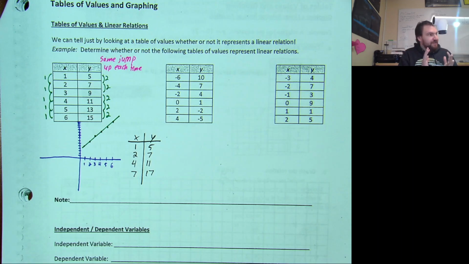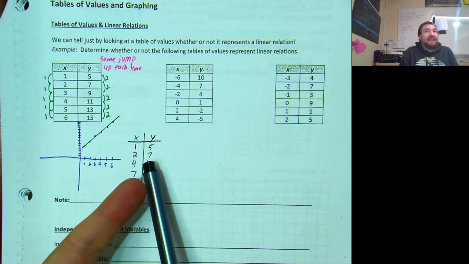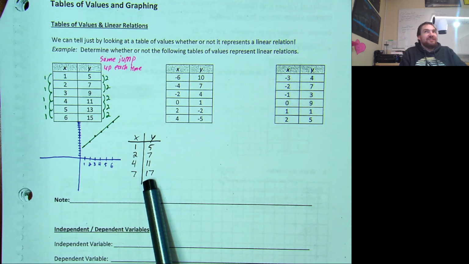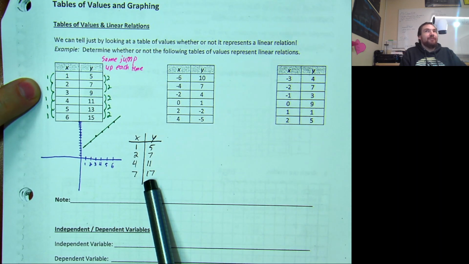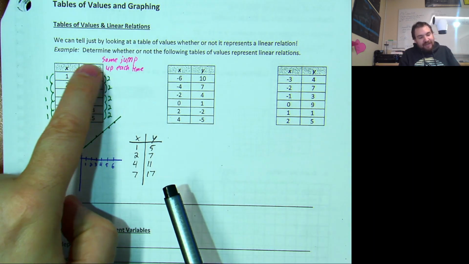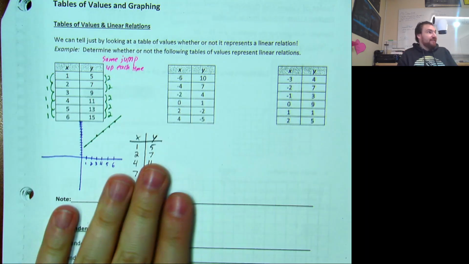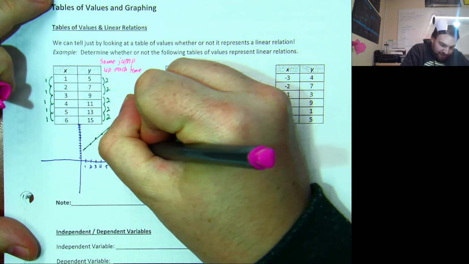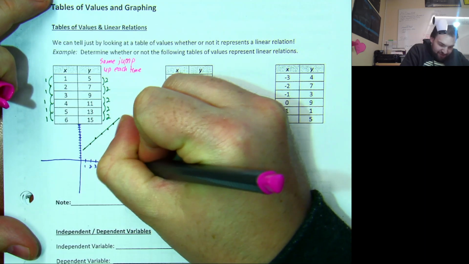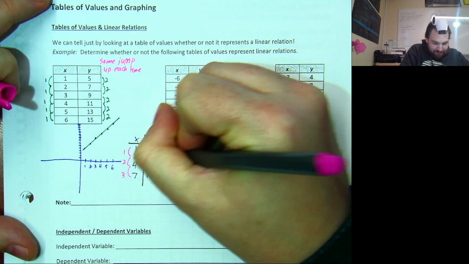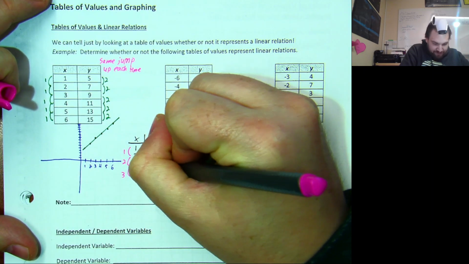Where did I pull those points from? This table right here is the same as this table here. I just omitted a couple rows and then added a row at the bottom. So this one gave us the same jump up each time. This one's not giving us the same jump up each time. I'm going from 1, so this is a jump of 1, this is a jump of 2, this is a jump of 3, this is a jump of 2, this is a jump of 4, this is a jump of 6.